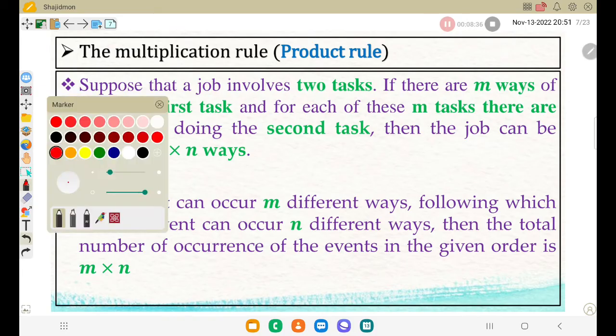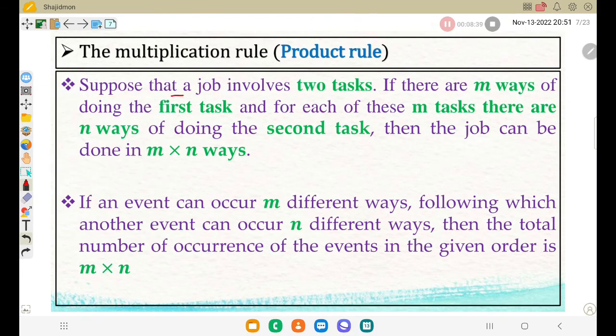Now what is the multiplication rule telling? Suppose that a job involves 2 tasks. For example, I have a job: I want to go from A to B. This is the first job. From A to B, if I want to go, I have 2 ways of going.